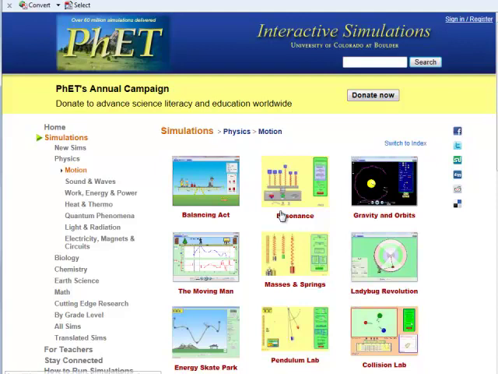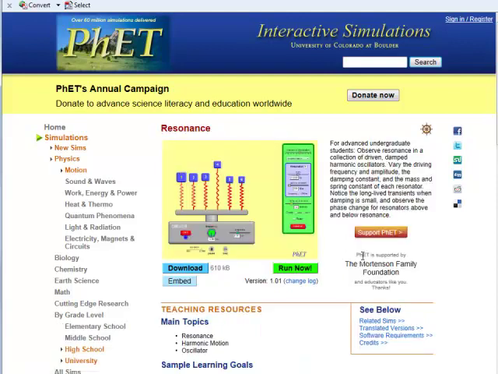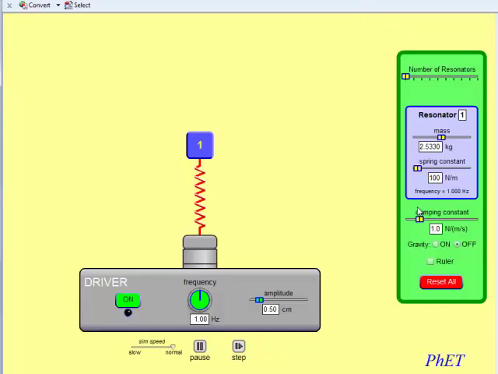To continue with resonance, I'm going to choose this one here. I have this applet here on resonance, and I have a frequency of 1.00 Hertz, and my driver is at a frequency of 1.00 Hertz. So the spring itself likes to vibrate at 1 Hertz, and then it gets a push every 1 second just at the right time. Basically the same thing is happening as you saw. So it gets larger and larger, and then it depends on the damping constant.